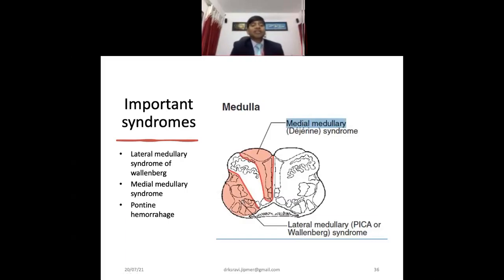Similarly, when we talk about the medial medullary syndrome, right, this will be because of the thrombosis of the branches of the vertebral artery supplying the paramedian region of the medulla. Right, so this is the medial medullary syndrome. Similarly, for the pontine hemorrhage, I said there are the smaller pontine branches, and whenever there is a lesion of the pontine branches or the branches supplying the pons, it will lead to pontine hemorrhage.